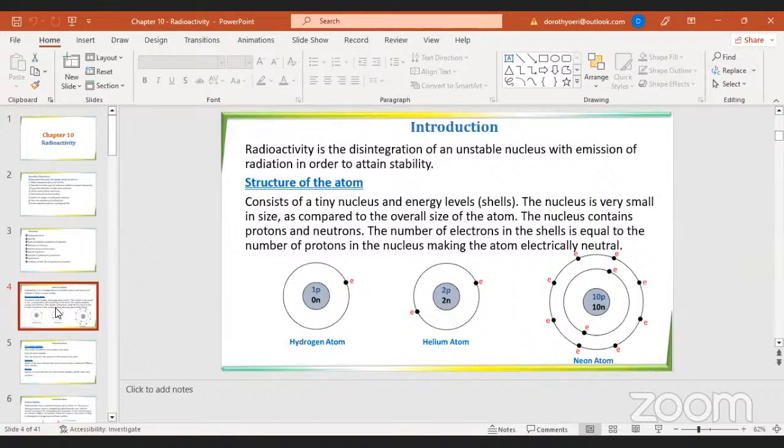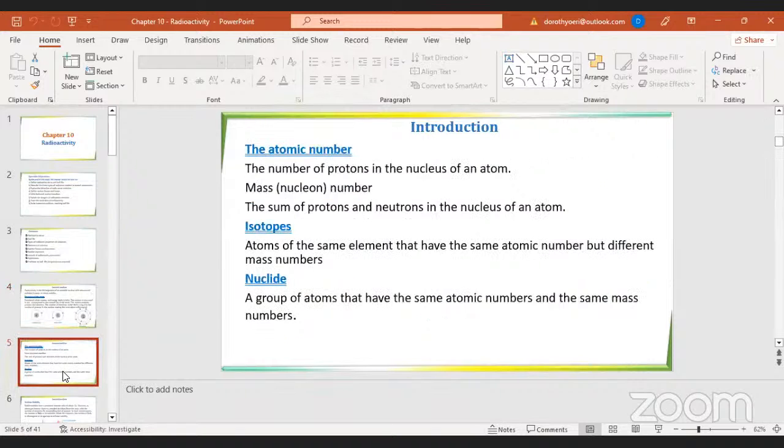Now, before even going into that, let's look at the structure of an atom. I want to believe you have done that in your chemistry, and I know in chemistry it is done very well. So we have there, the nucleus is very small. The number of electrons in the shells is equal to the number of protons in the nucleus, making that atom to be referred to as electrically neutral. When you talk about an atom being electrically neutral, it simply means the number of electrons is equal to the number of protons. That is from your chemistry.